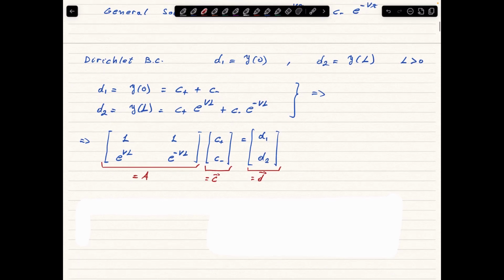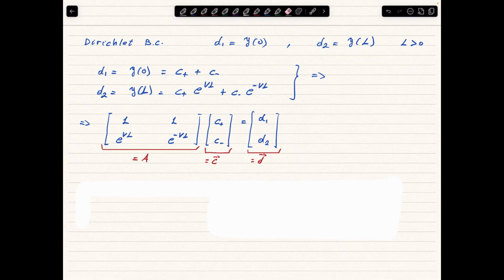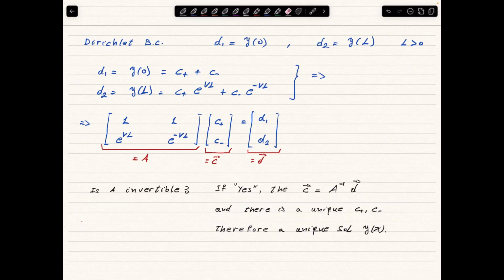And we need to solve this problem, so we don't actually need to solve the problem, we need to know if the problem has solutions or not. Well, that reduces to the question whether the matrix A here is invertible. If the matrix is invertible, then we multiply by the inverse and we get our solution. And we are going to get a solution no matter what you put here. So if the matrix is invertible, then there is a unique solution, C plus and C minus, for whatever constant you put here.